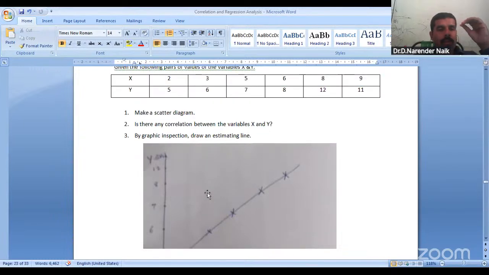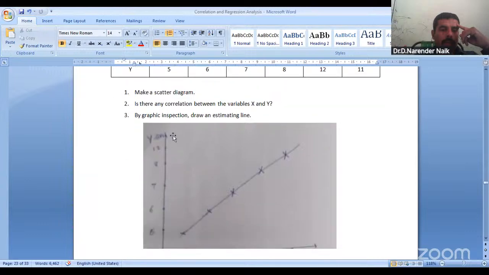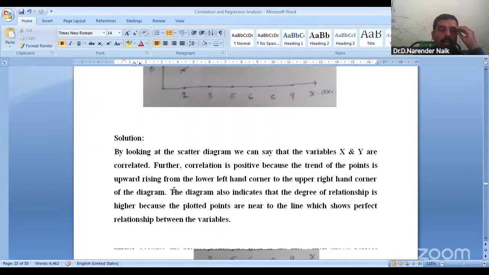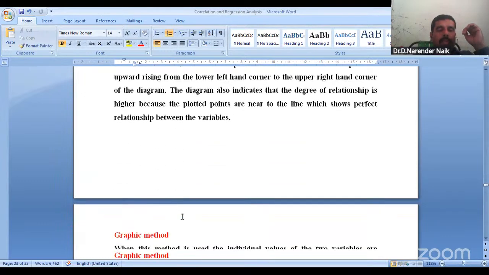Okay, x values, y values. See here we have written the y values and x values. Then we got the straight line. So by looking at this scatter, we can say that the variables x and y are correlated. Further, correlation is positive because the trend of points is upward rising from the lower left hand corner to the upper right hand corner of the diagram. The diagram also indicates that the degree of relationship is high because the plotted points are near to the line which shows perfect relationship between the variables. In this we have to write.